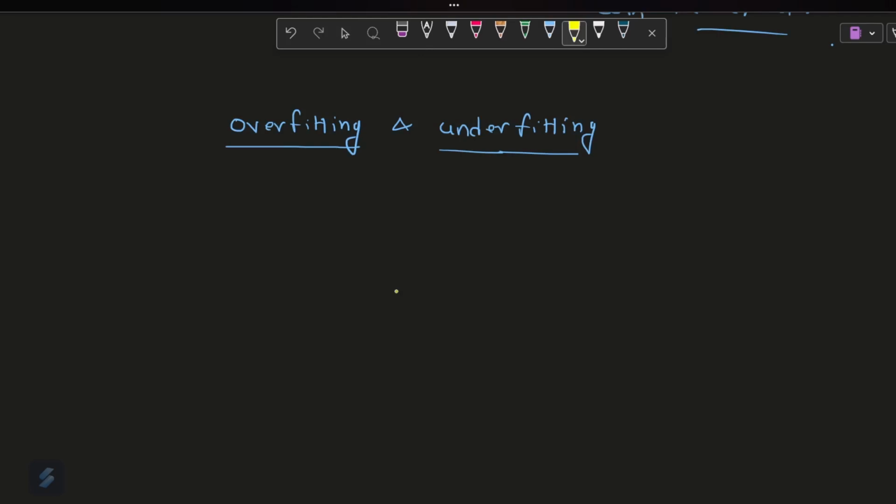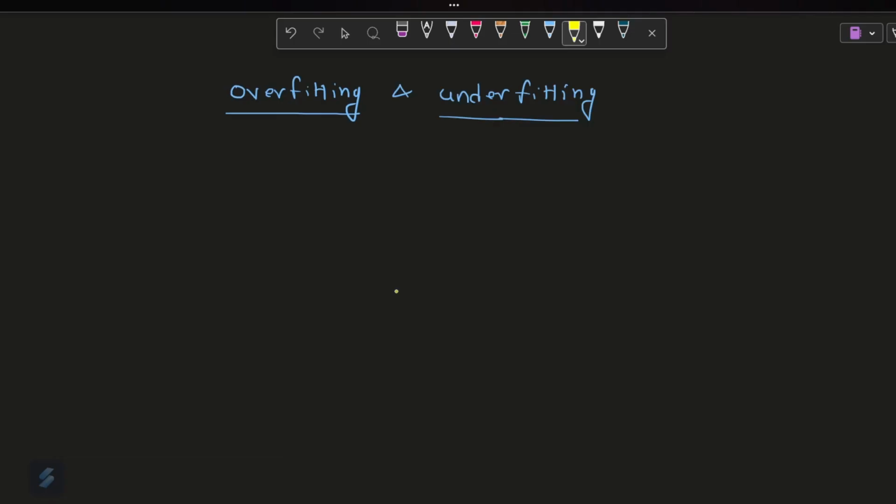We will understand the concept of overfitting and underfitting. Let's start. First, you should know about bias and variance. What is a bias? What is a variance? We covered in a previous video what bias and variance are. So in this video, we will understand overfitting and underfitting.